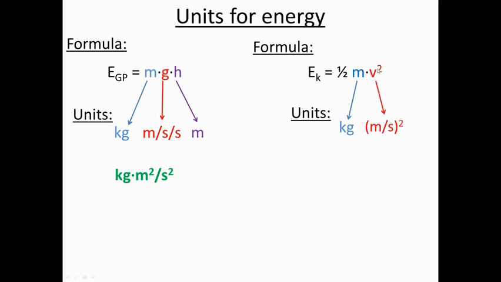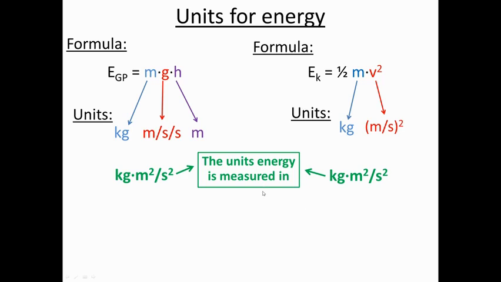But remember, that's speed squared, so we have to take the meters per second and square that, so that's going to have meters squared and second squared. What that gives us is kilograms times meters squared over second squared. And if you take a look at both of these, they're both measuring energy, and what you'll see is that they both measure energy in the same units, kilograms times meters squared over second squared.